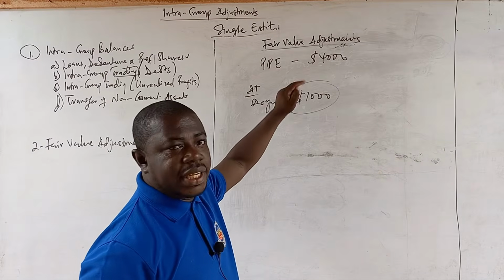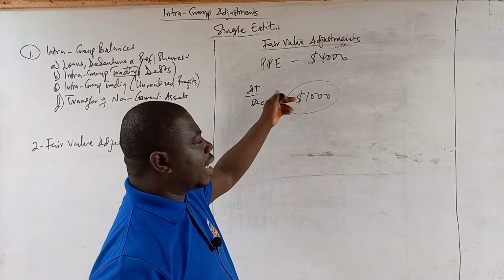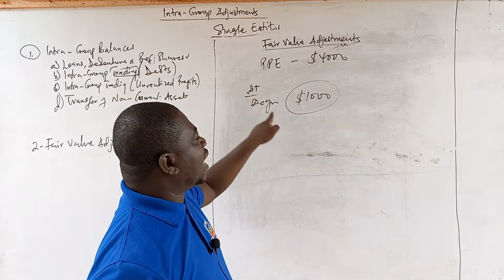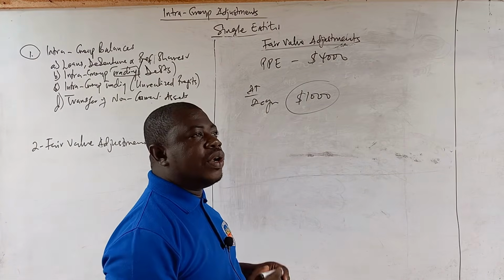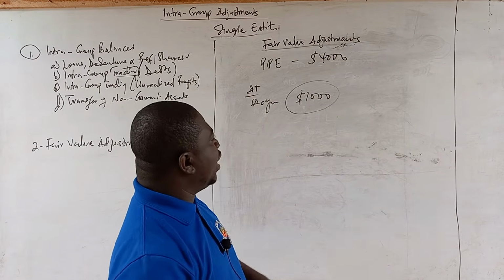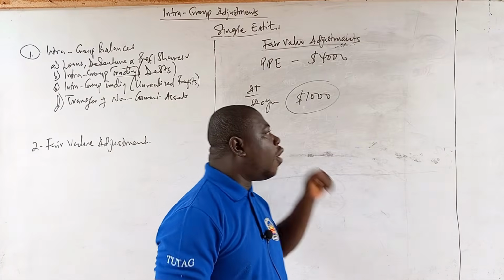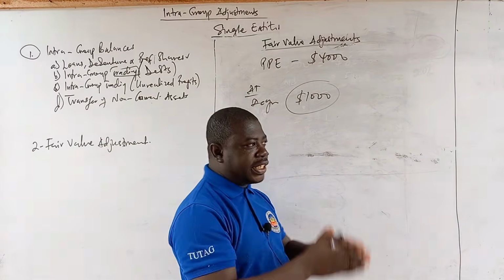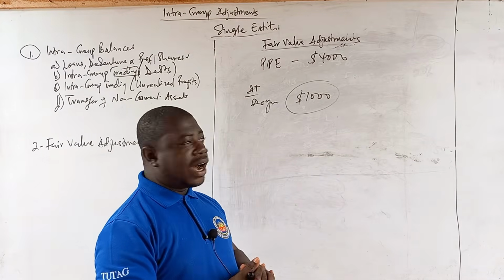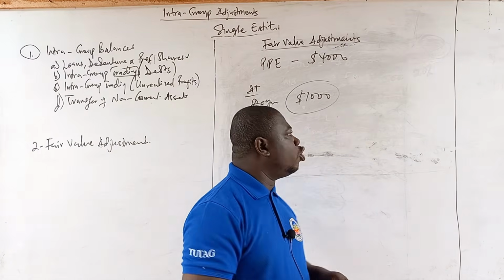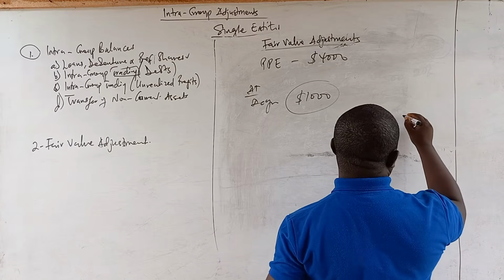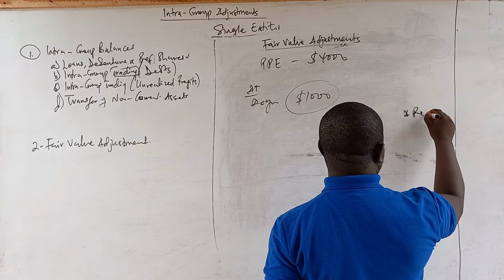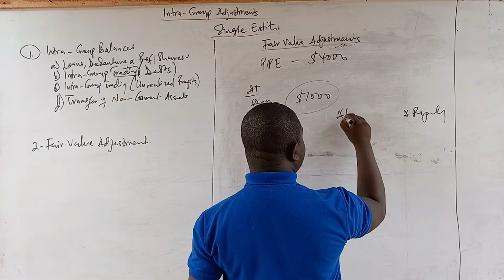So now, this 1,000 is an excess. In other words, it's an upward revaluation. And it was done at the date of acquisition. Now, take note of the date of revaluation. It could be done at the date of acquisition or at the date of reporting. If it is at the date of reporting, it will not affect the net asset list on the acquisition date.